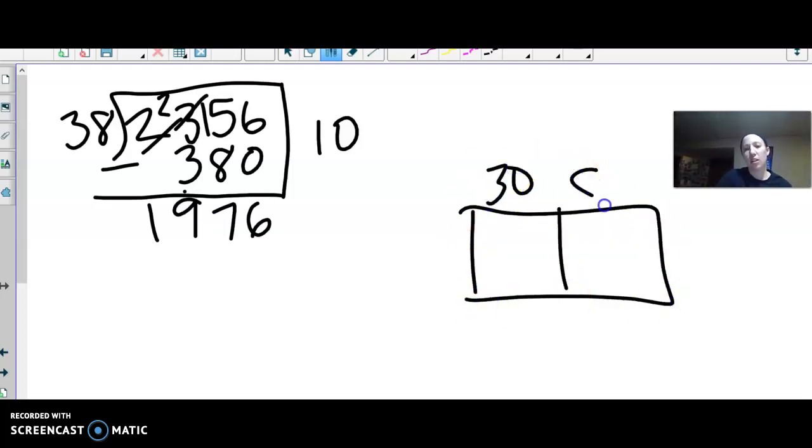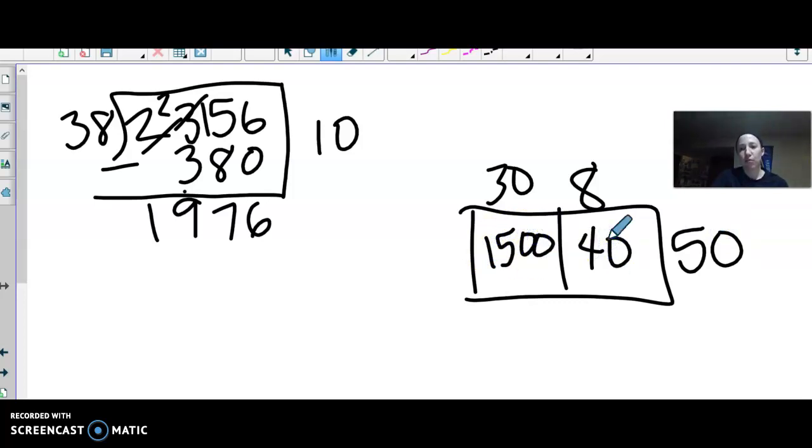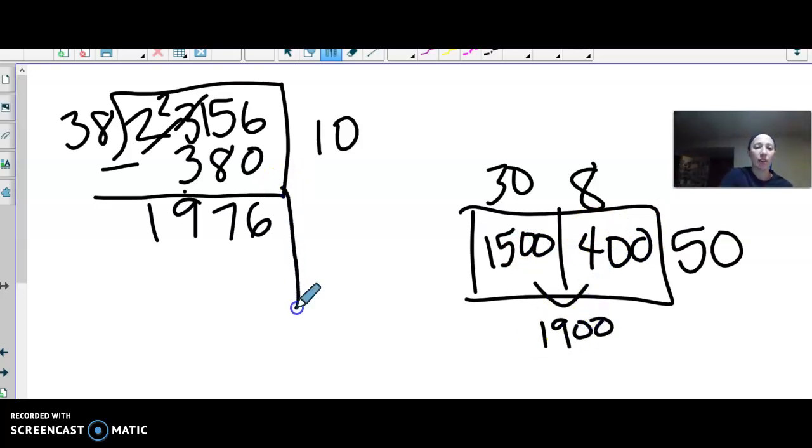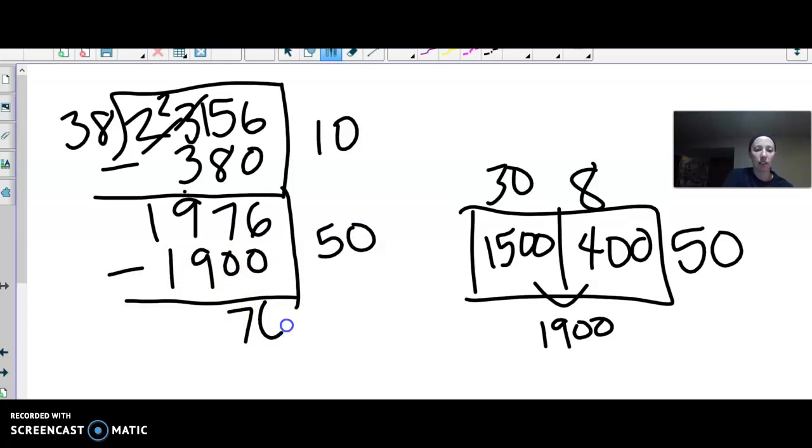So we have 38. I should say 50. 5 groups of what we just did. So 5 groups of 10, which is 50. So this is going to be 1,500, 400. So together that is 1,900. Oh, nice and close. If I'd gotten something that was too big, I would have had to maybe do 40 groups. So 50 groups gets me 1,900. Subtract, I have 76 left.